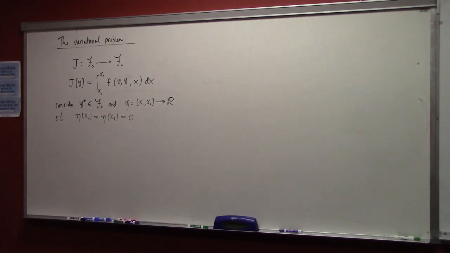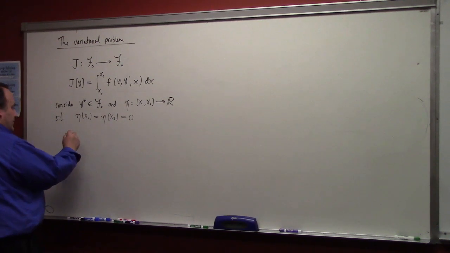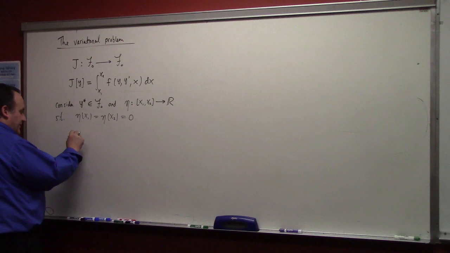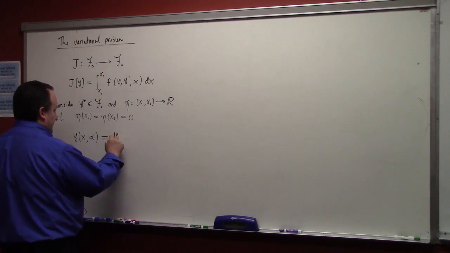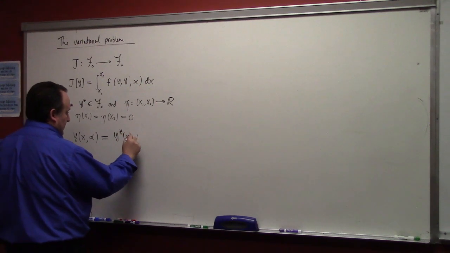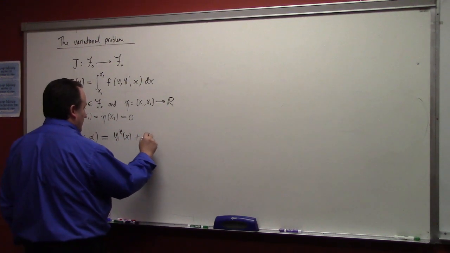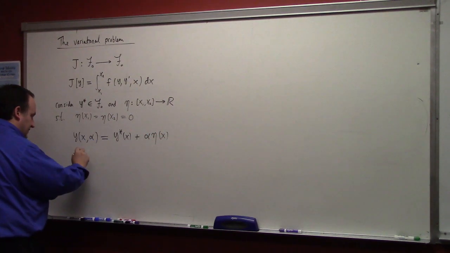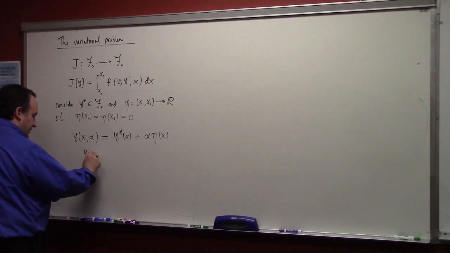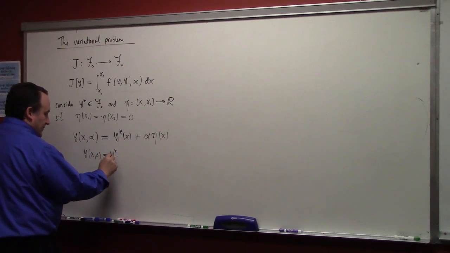Then we can look at a whole family of functions indexed by a real variable alpha, and we'll relabel y star to be the matching 0. I'll draw a picture of this in just a second. So we can look at y of x comma alpha equal to, let's say, y star of x plus alpha times eta of x. So for instance, y of x comma 0 would just be equal to y star.